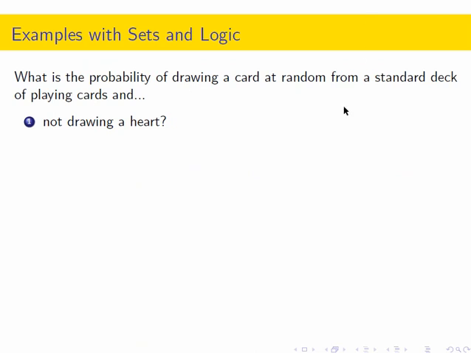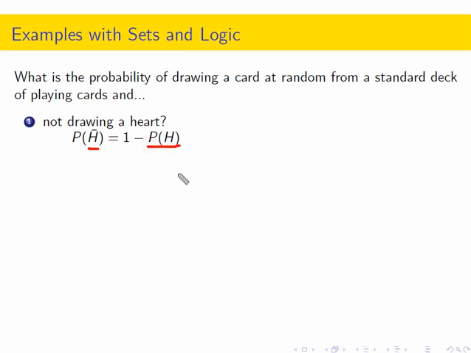So let's look at drawing a single card at random from a standard deck of playing cards. And the first question is, let's look at the event set, not drawing a heart. Okay, so for all these examples, we're going to put them in set notation. So this is the probability of not drawing a heart, right? So we're using the notation for the complement of the set H. And the probability of the complement, this is just like the probability of it not raining. If the chance of rain today is 40%, the probability that it doesn't rain is 60%. So we're just taking 1 minus the probability of H.